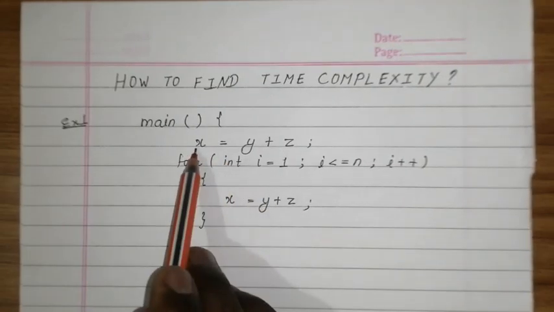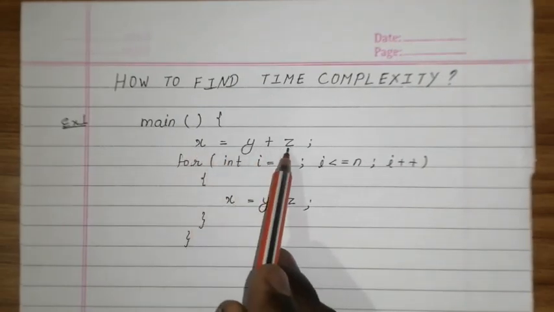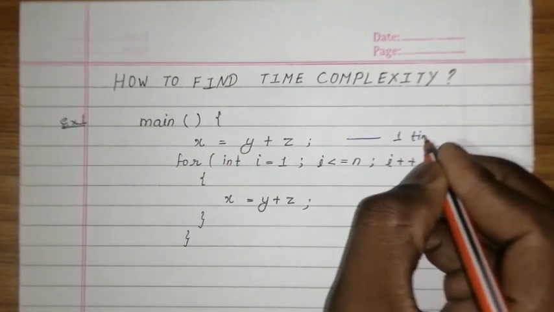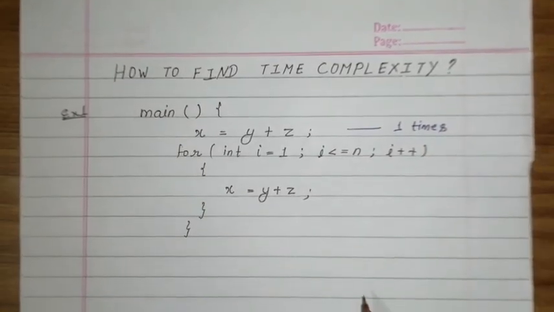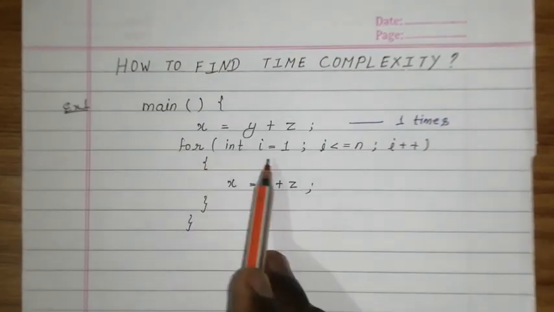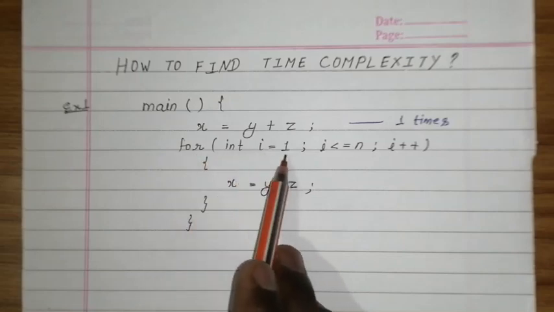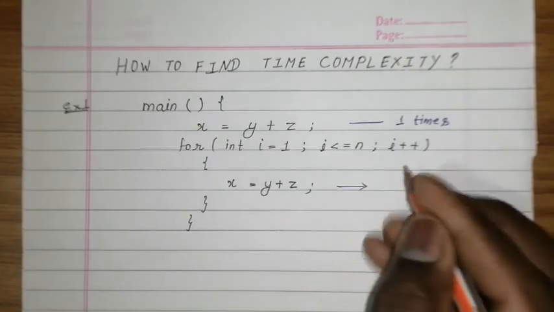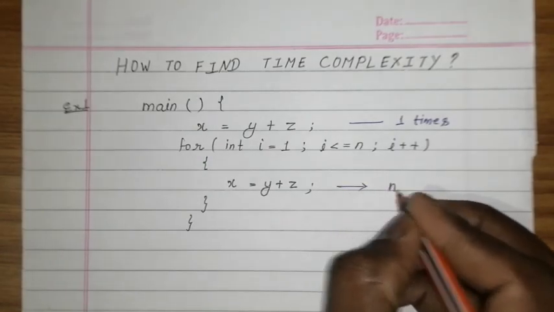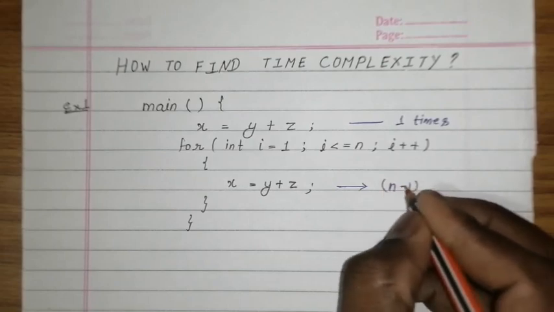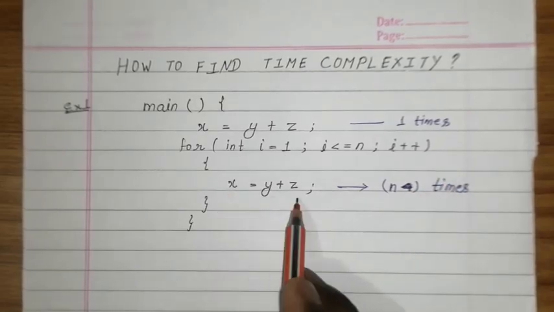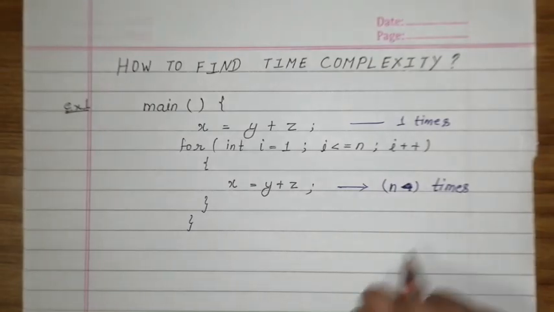So let's see. This statement will execute only one time, okay. And the for loop will iterate from i is equal to 1 up to n times. So this statement will execute how many times? N times. So this statement will execute n times.